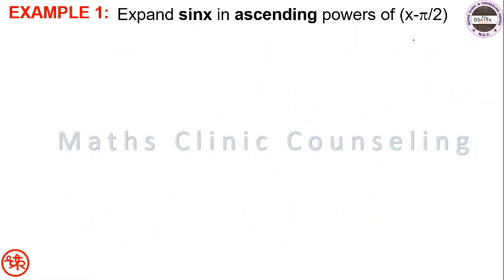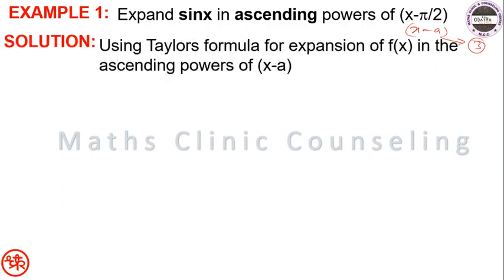In the ascending powers of x minus a, compare it with the formula for x minus a; that is formula number 3. Okay, so the solution here uses Taylor's formula for expansion of f of x in the ascending powers of x minus a. I already explained, that is formula number 3. Okay, so let us see what is that formula.